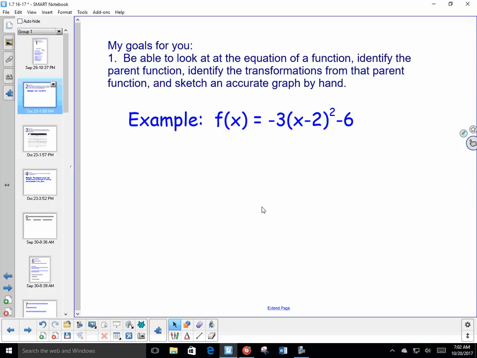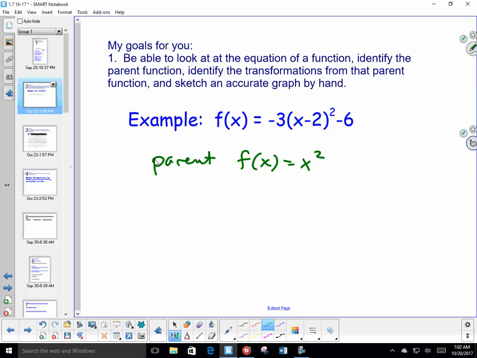So for example, if you're given this function, f of x equals -3 times (x minus 2) quantity squared, minus 6, you'd be able to say, oh, my parent function is f of x equals x squared. That was one of the parent functions from our library of parent functions in the last section.